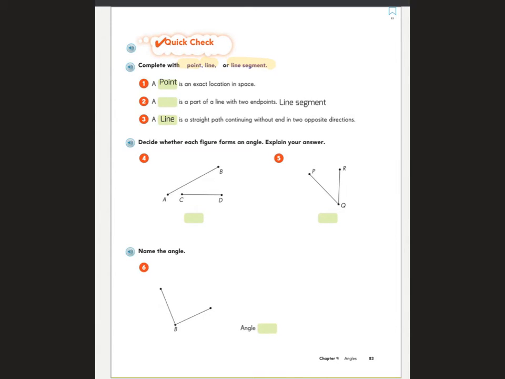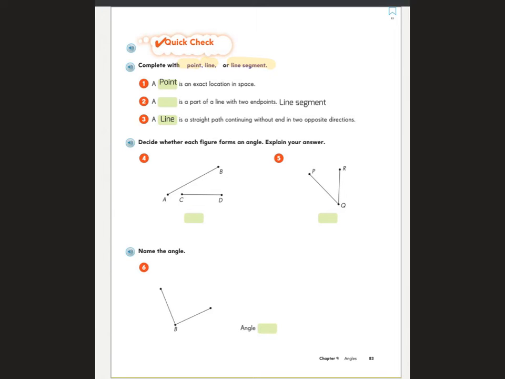Okay, did you try those first 3 problems on your own? If you did, now you can check your answers. For number 1, your answer should say a point is an exact location in space. Number 2 should say a line segment is a part of a line with 2 endpoints. And number 3 should say a line is a straight path continuing without end in 2 opposite directions. Great job. Now, we're going to try our next 2 problems, numbers 4 and 5.